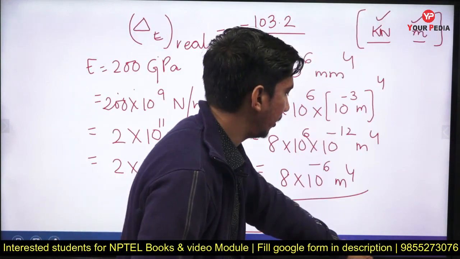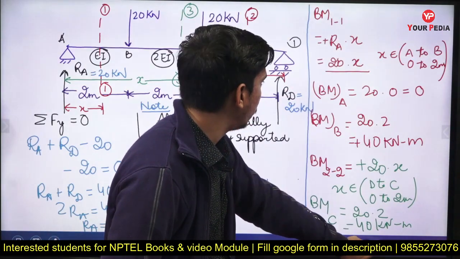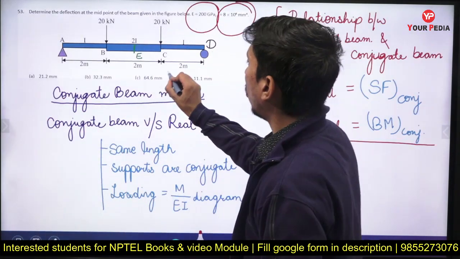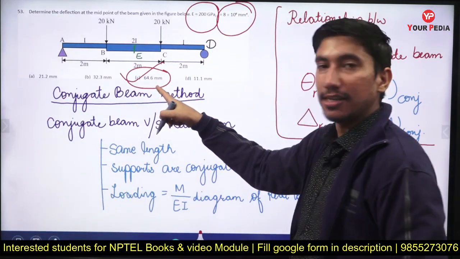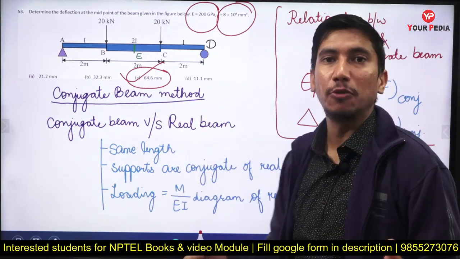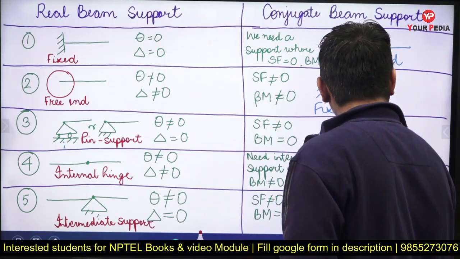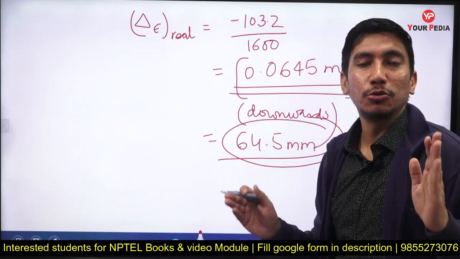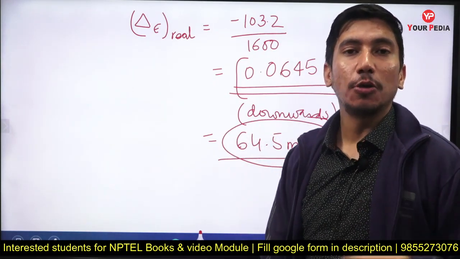Now I'll have to check the alternatives to see which option was correct. As you can see, 64.6 millimeter is given, and we have found 64.5. So it is very close to option number C. So option number C is correct.